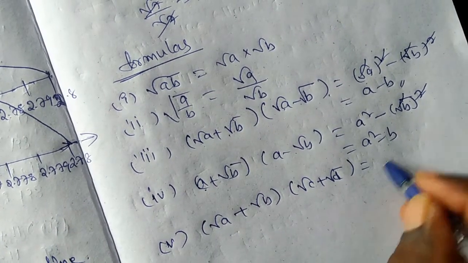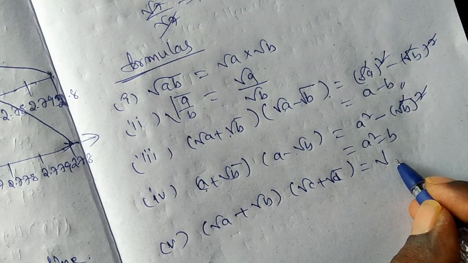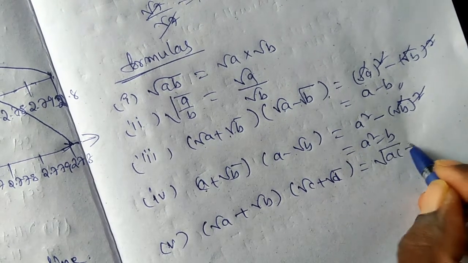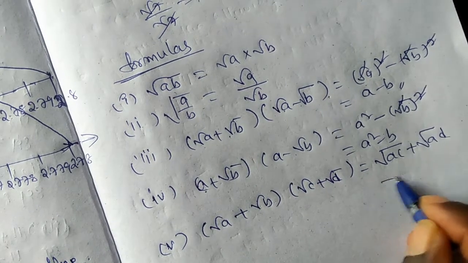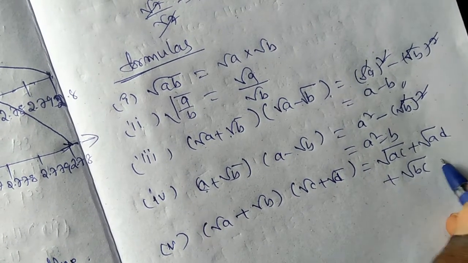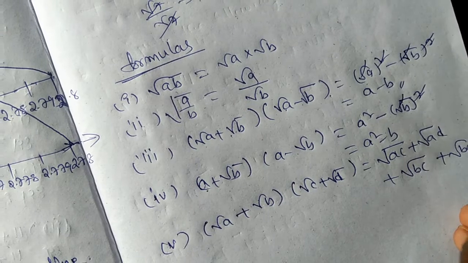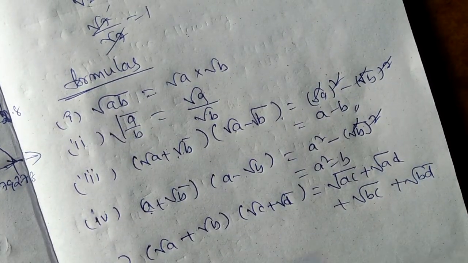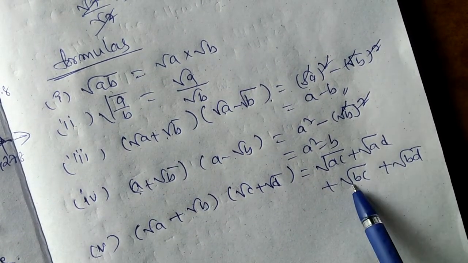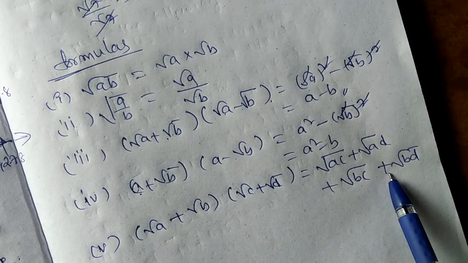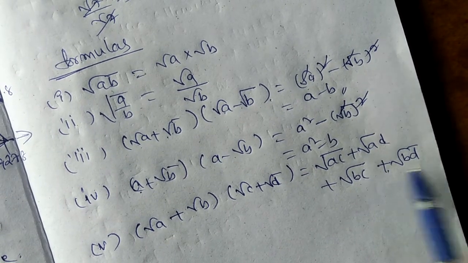Okay, next the fifth one: root a plus root b into root c plus root d is equal to, we can write, root of ac plus root of ad plus root of bc plus root of bd.